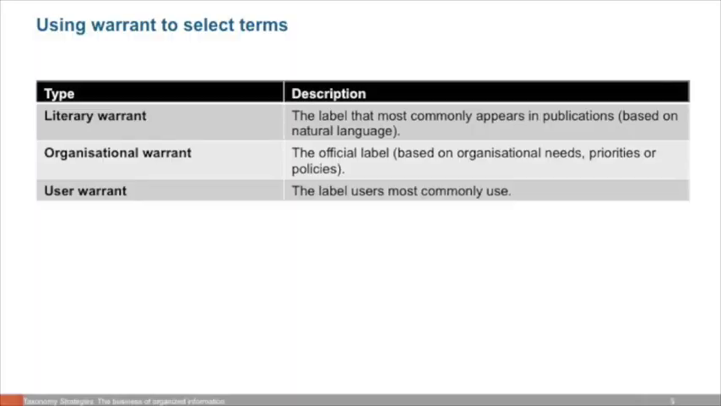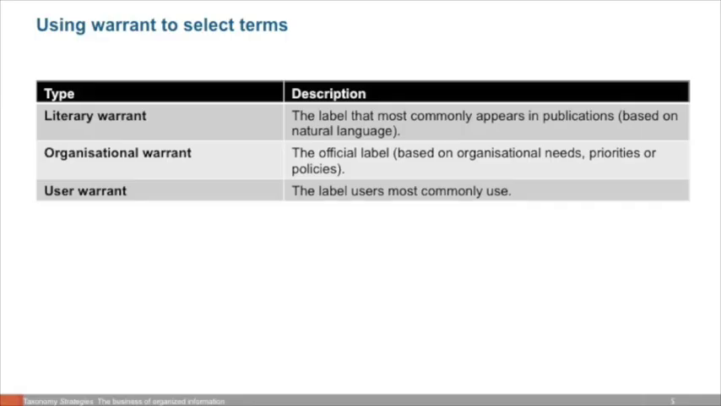So traditionally, the way that decisions were made was based on how these words and phrases appeared in print. But obviously, we live in a world that's not so print-oriented. And even if we said whether it's in print or it's online, the same idea is something that's called literary warrant. Basically, what's the label that's most commonly used when we communicate these concepts? But there's other warrants that are important as well and that need to be taken into consideration.